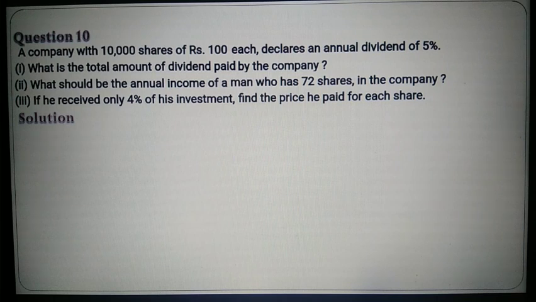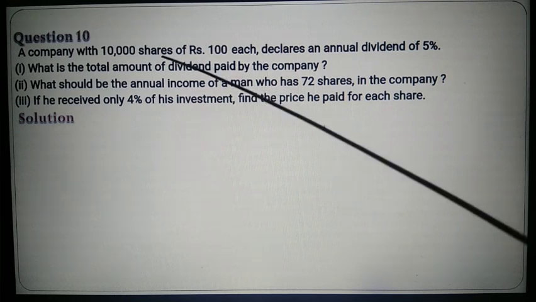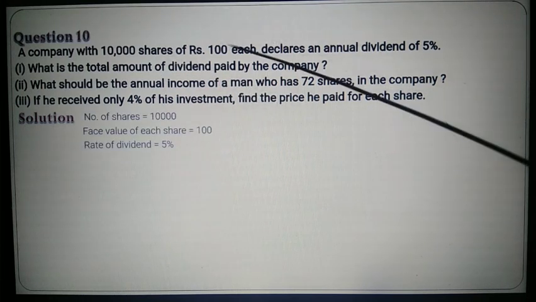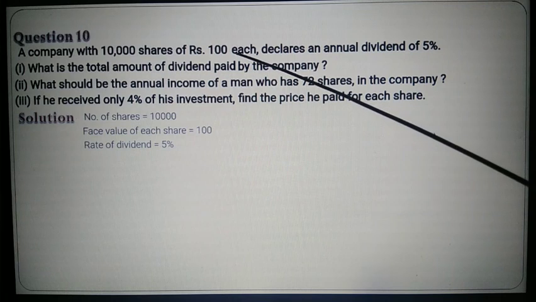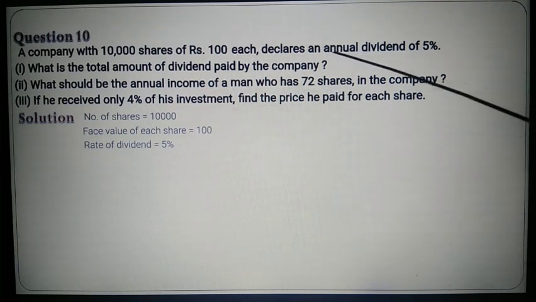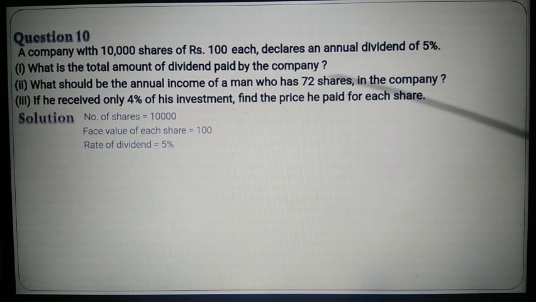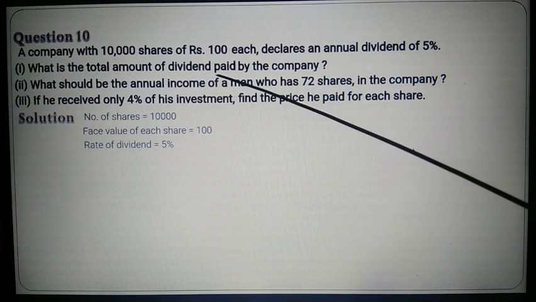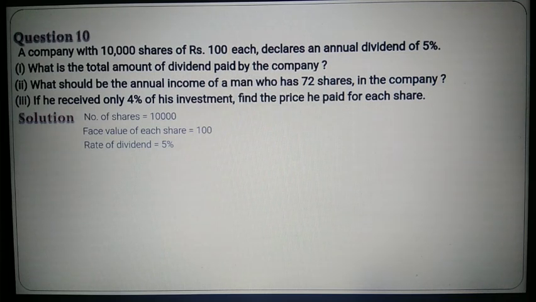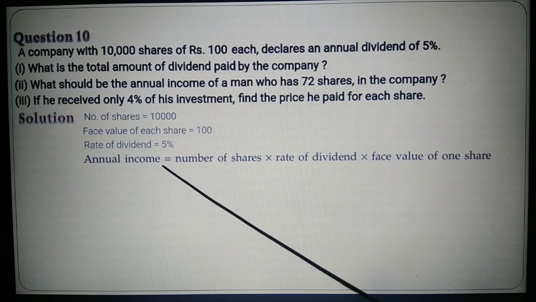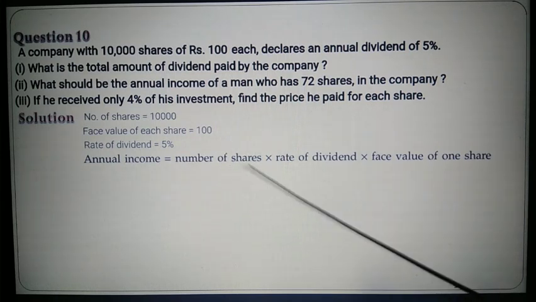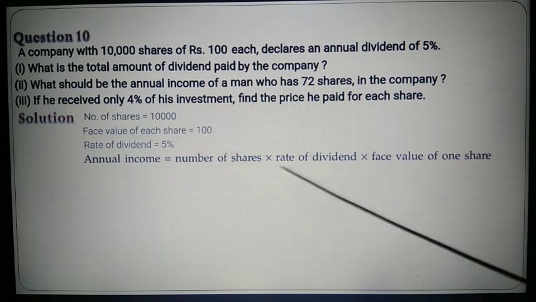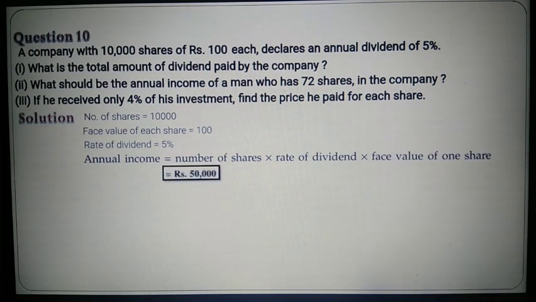Okay, so the last problem for the day. A company with 1,000 shares, so number of shares is given to be 1,000, of rupees 100 each, meaning face value is rupees 100, and declares an annual dividend of 5%. That means rate of dividend is 5%. The question is asking the total amount of dividend paid by the company. Annual income or dividend is given by this formula. Do we have number of shares? Yes. Rate of dividend? Yes. Face value? Yes. So just put the values, your answer will be this much.